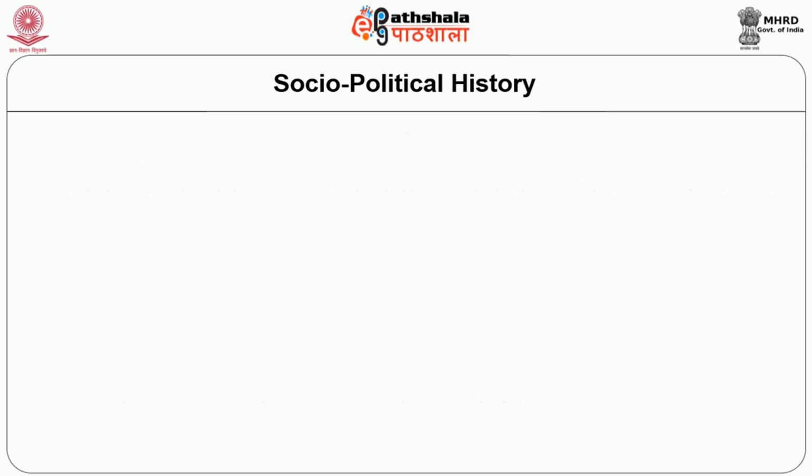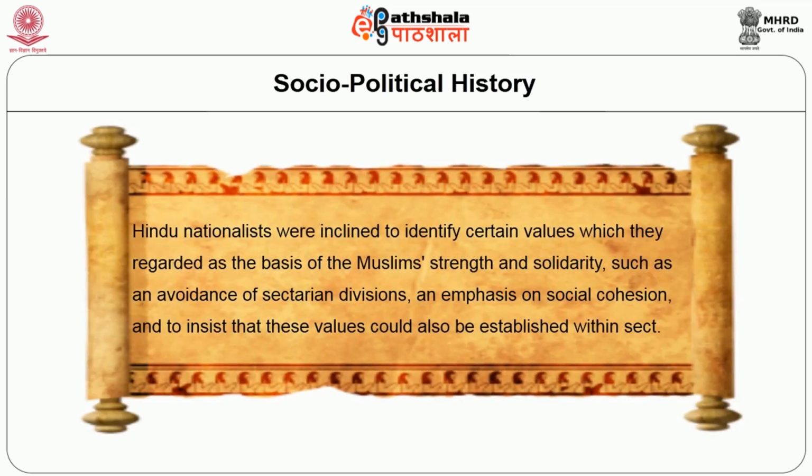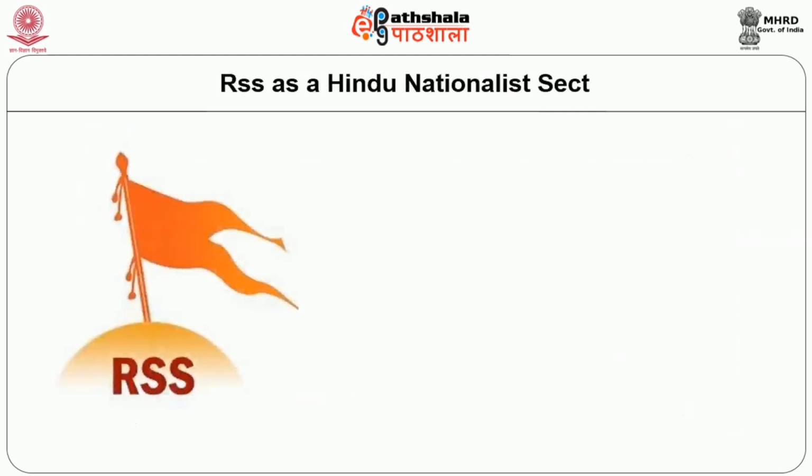mechanism. At this stage, Hindu nationalists were inclined to identify certain values which they regarded as the basis of the Muslims' strength and solidarity, such as the avoidance of sectarian divisions and an emphasis on social cohesion, and to insist that these values could also be established within a sect. The RSS as a Hindu nationalist sect.